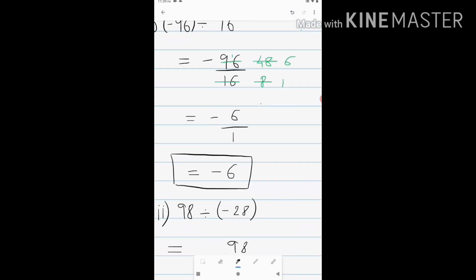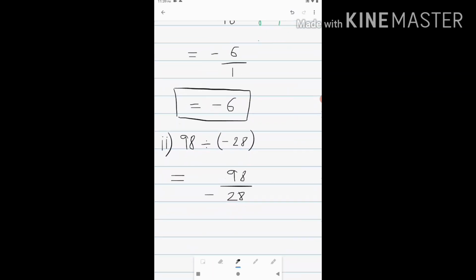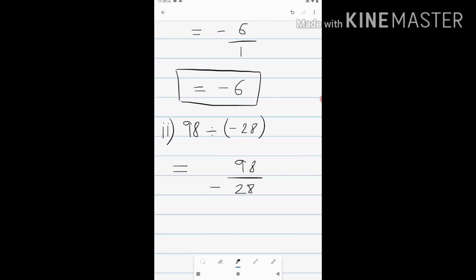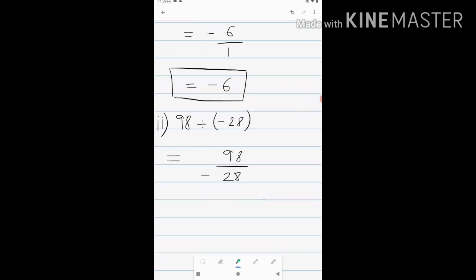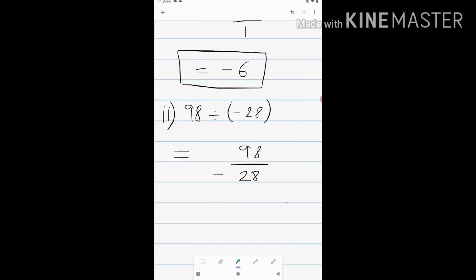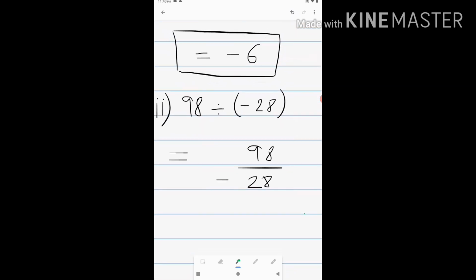Let's move on to the next sum. The next sum reads 98 divided by minus 28. Again, if you can see, I have rearranged the number according to my question condition. So 98 is in the numerator and minus 28 is in the denominator. Again, both are even numbers. So we will begin the cancellation from 2. I am again using a pencil.